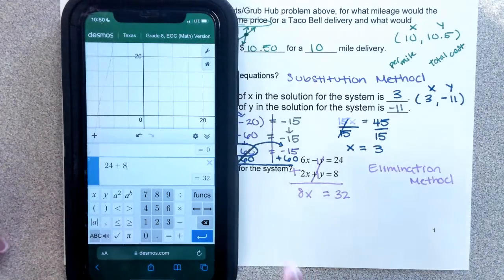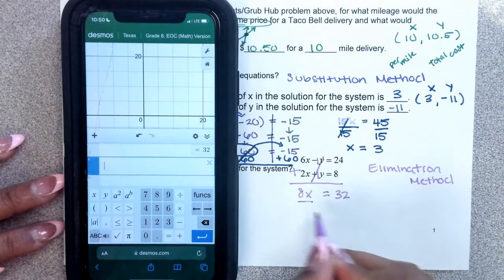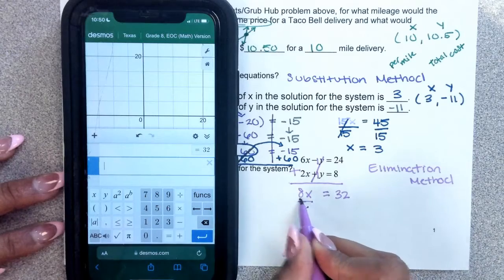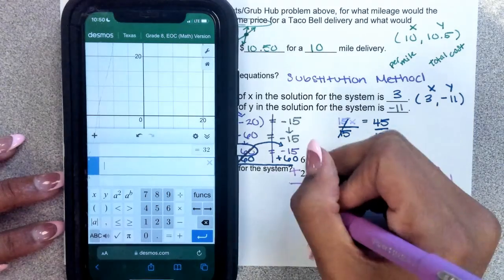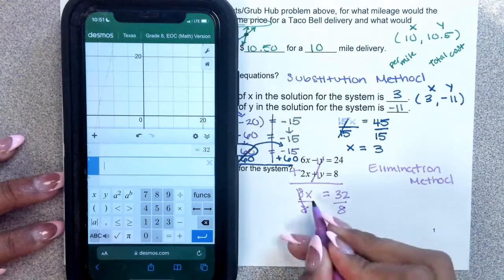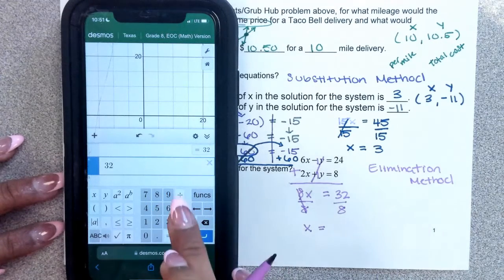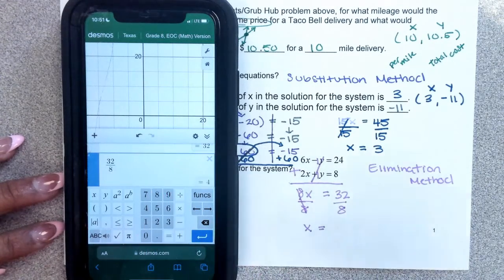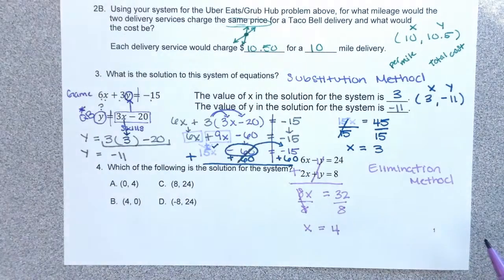My last step would be to divide. So we're going to divide by 8, the coefficient. Divide by 8. My 8's cancel because they equal 1. So x equals 32 divided by 8, which equals 4. So I know that my x value is 4.